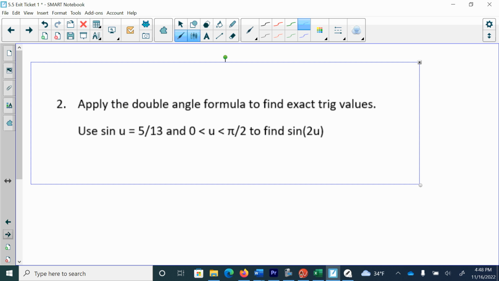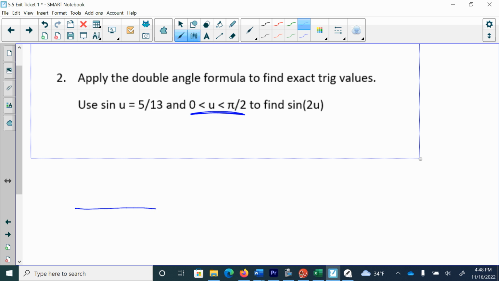Moving on to the next one, apply the double angle formula to find the exact trig values. So it gives me the sine of u is equal to 5/13. It's also telling me that u is in the first quadrant. So I'm going to go ahead and make my triangle in the first quadrant. Here they're calling it u, so I will call it u.